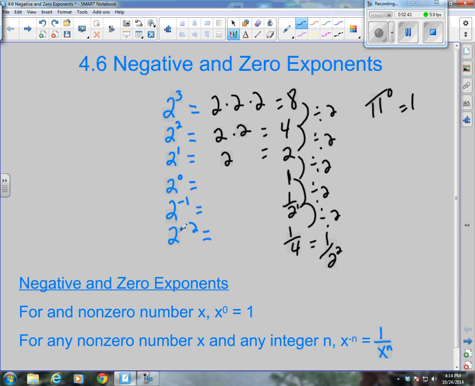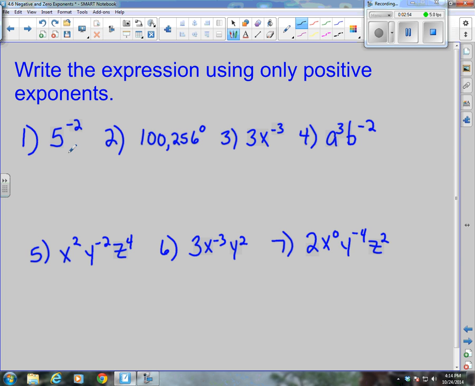Now, I can't separate the number from the exponent. It's a package deal. It all has to go together. But I can move it and I can change the sign of the exponent, which is going to help us greatly with this section. Okay, let's look at a few of these.